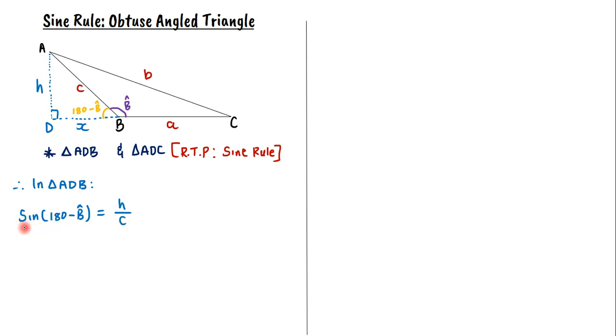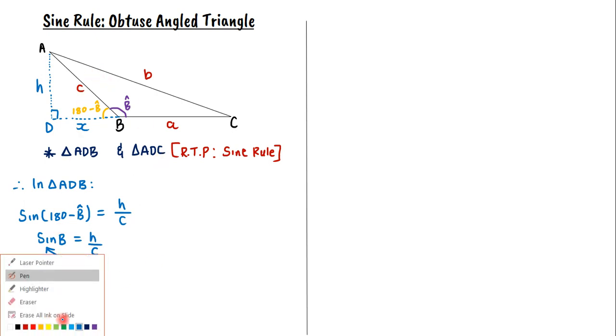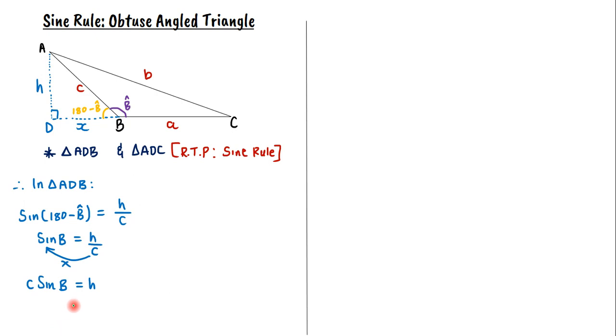From here, I see that 180 minus B is a reduction, and sine is positive in the second quadrant. So this is going to be sine B, which also equals h over C. Then I will cross multiply this C to the other side, which means C sine B equals h. So now I have calculated my h. After I've calculated my h, I ask myself what's another way that I could have calculated h.